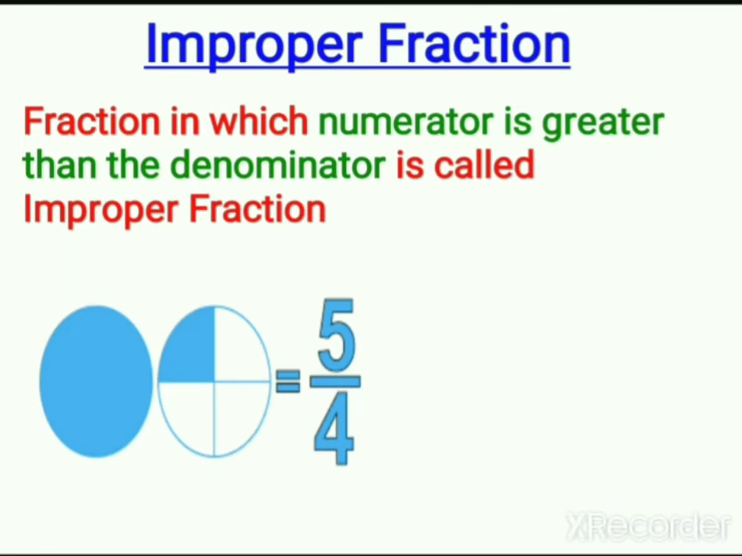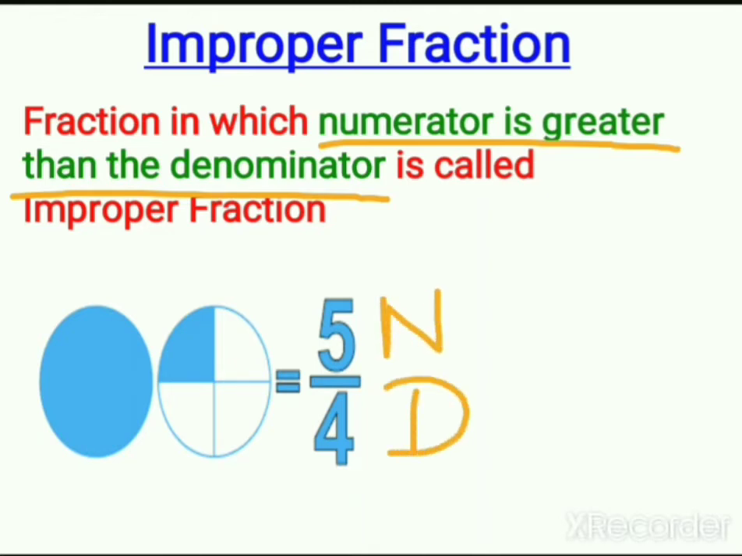Next one is improper fraction. A fraction in which the numerator is greater than the denominator is called an improper fraction. Here the numerator is 5 and the denominator is 4. So the numerator is greater than the denominator. So this fraction is an example of an improper fraction.